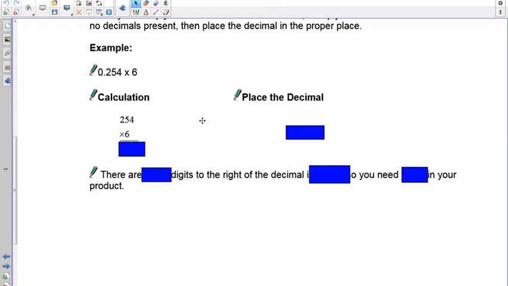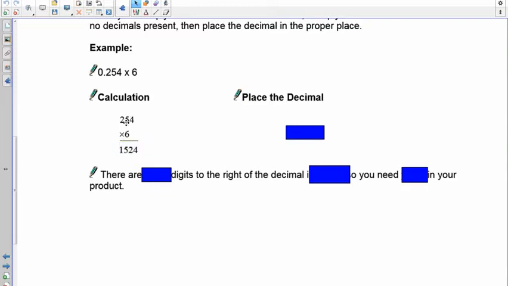If you can't do that, go back to the last lesson where we multiplied by numbers and decimals, and redo that lesson so you can figure out how to do this. So pause the recording and do 254 times 6. All right, 6 times 4 is 24. Put down the 4, carry the 2.